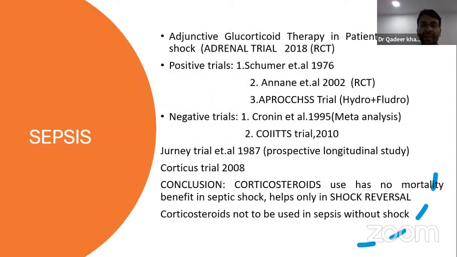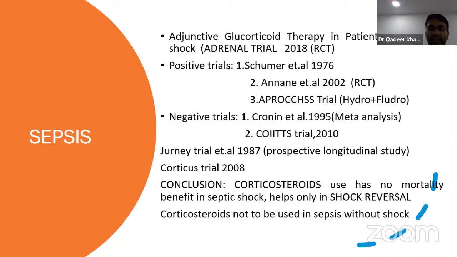In sepsis, many trials were conducted. The major trial was the ADRENAL trial, which showed shock reversal in patients administered cortisol. There were a few early trials in 1976 which used methylprednisolone at a high dose of almost 30 mg per kg versus placebo. They found the beneficial effect was in terms of shock reversal.